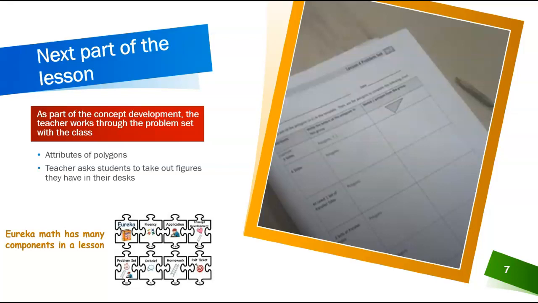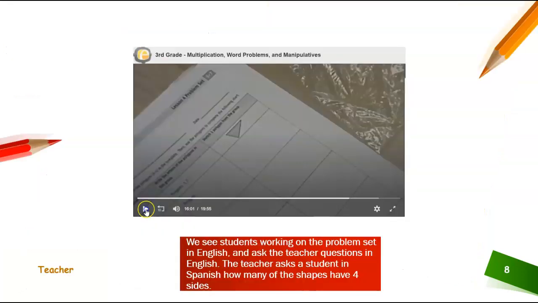Following the application problem comes the concept development, which is where students will work on the objective of the lesson. In this classroom, the teacher has decided to use the problem set in the concept development to help students work through attributes of polygons. We see the teacher asking students to take out figures of shapes that they have in their desks. In this video, we will see the third and final translanguaging event. We will see the teacher speaking in Spanish with a student towards the end of the video.